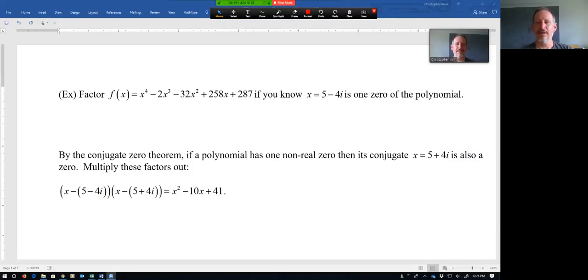Hello. Today we're going to be looking at how to factor a polynomial with a factor that's already given and it has real and imaginary part. I'm really going to expand upon a video that's already there, but it leaves out a few details, I think. We're given this polynomial here, and we know that x equals 5 minus 4i is one of the zeros of the polynomial.